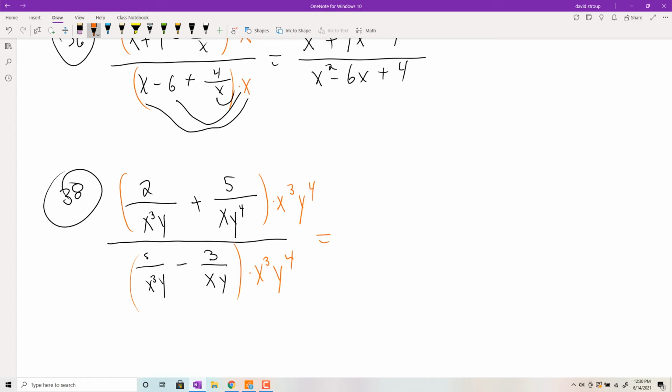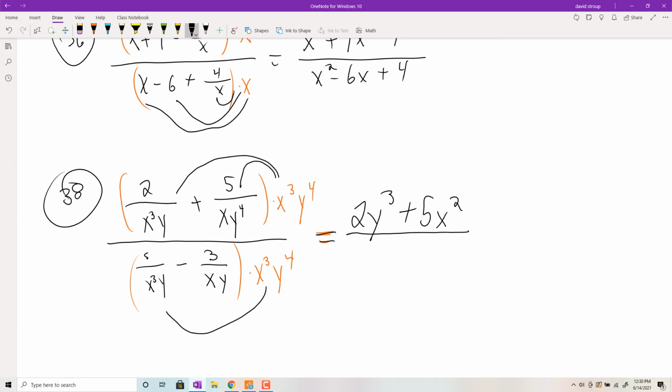Okay, so in the first distribution in the numerator, this times this, the x cubes will cancel, and then it'll be y to the 4th over y, so you just end up with y to the 3rd. So you get 2y to the 3rd. The second distribution, you'll have x cubed over x, so just x squared, 5x squared, and then y to the 4th over y to the 4th is just 1, so the y to the 4ths cancel.